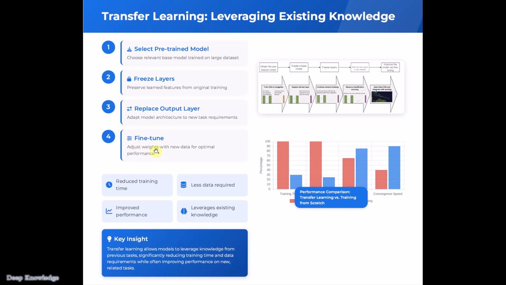The fourth step is fine-tuning, which is to adjust the weights using your new dataset. This step just refines the model, allowing it to specialize for your task, while still, let's say, benefiting from the knowledge it started with.